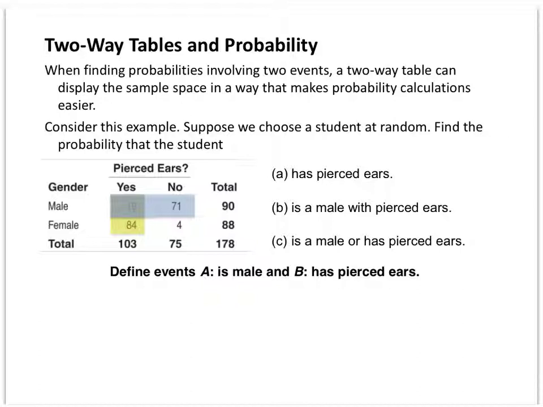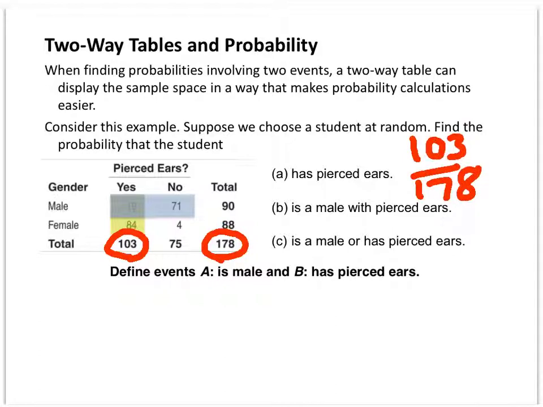Well, if you look at this example here, you look at the total number of students who are in this survey, which is 178, and the number of those students that have pierced ears is 103. So the idea here is the probability of a student having pierced ears would be 103 out of 178.